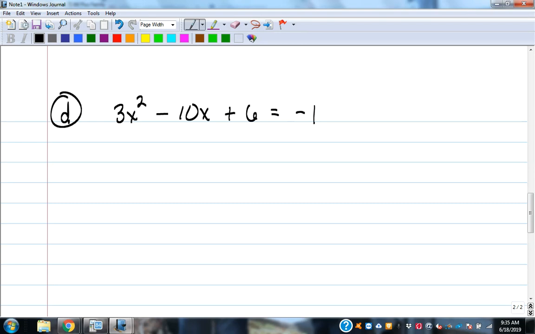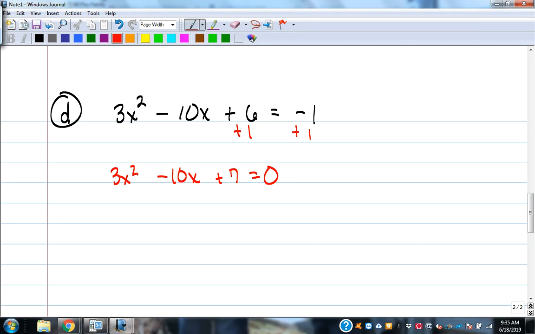Okay. So we're going to solve this one by factoring. The first step is always to look at it and get it equal to 0 and in descending order. So obviously this one is not equal to 0. It's equal to -1. So we need to move the -1 over there with its like term, which in this case is the 6. So we're going to get 3x squared minus 10x plus 7 equals 0.